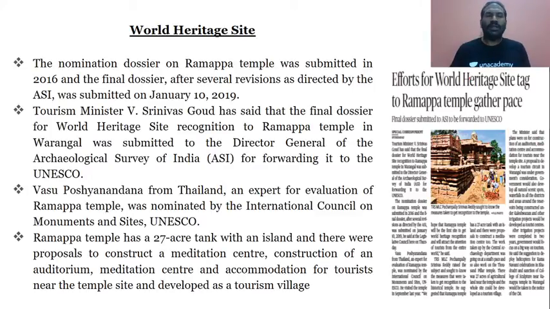And you have another news item in regards to the World Heritage Site. So what is this World Heritage Site and why is it in news? It is in news in regards to the Ramappa Temple. So what is happening here is, the tourism department of Telangana has come up with a dossier, a nomination dossier. So the government on behalf of the tourism minister of Telangana government has come up with a nomination dossier saying that Ramappa temple should be considered as a World Heritage Site.